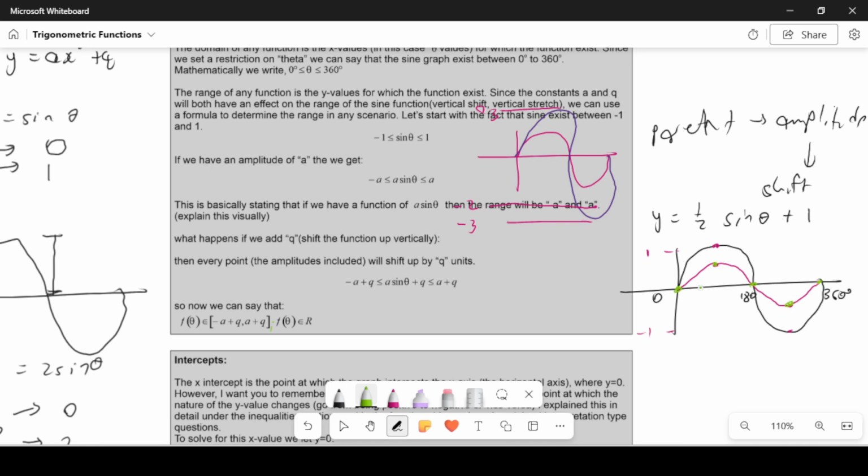So I'll do it for maybe these 5 points, and I'll just shift it up by 1 unit. Normally this point is at 0, now where will it go? At 1. Normally this point is at half, where will it go now? It goes to 1.5. Normally this point is at 0, where will it go? It'll go here. Normally this point is at minus half, now where will it go? If I add 1 to minus half, we get half. So it'll go right here.